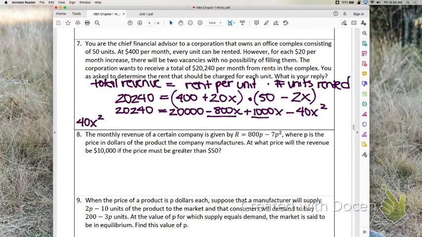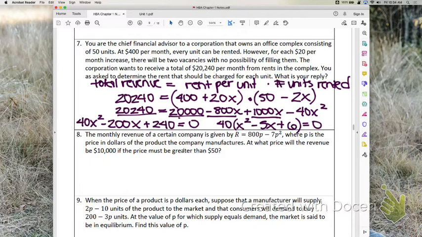What is this going to give me? 200x. Okay, so we need 200x, but we're going to move it to the left, so it's going to be negative. And then I'm going to subtract this 20,000 from this 20,240 to get 240. Is that correct? I think so. In order to factor this, what must we do? Greatest common factor, which is what? 40. Which gives me x squared minus 5x plus 6.